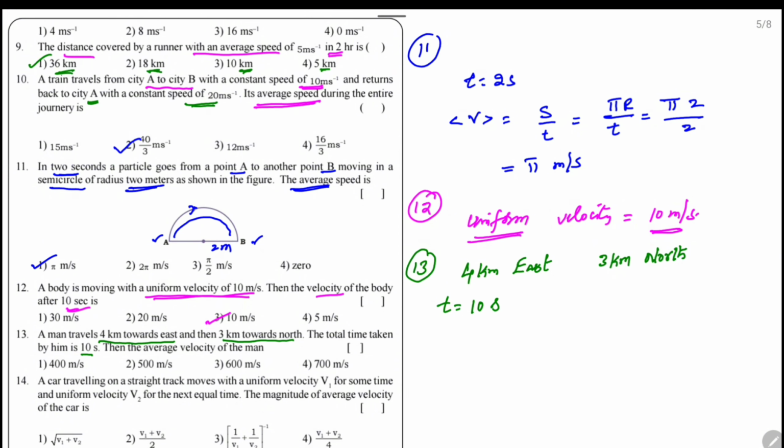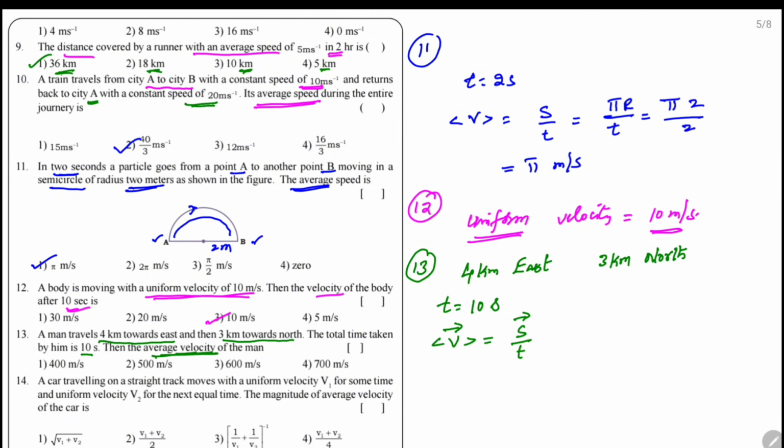See, observe how I am solving it. I am reading the question and writing the data. While reading the question itself, I am writing the data. That saves time while you are solving problems in your examination. Then what is the average velocity of the man? See carefully, it is average velocity, not the speed. So average velocity is displacement over time. Clear? You have to observe the question very clearly.